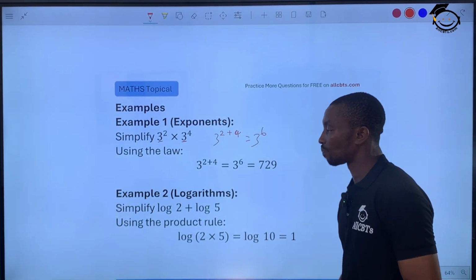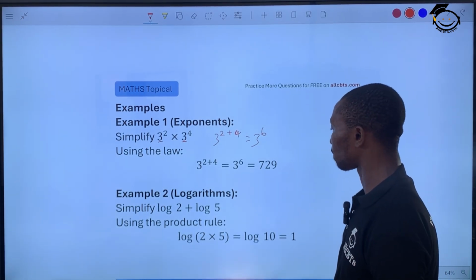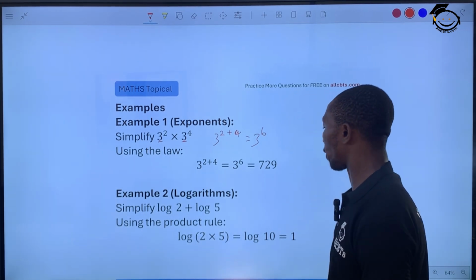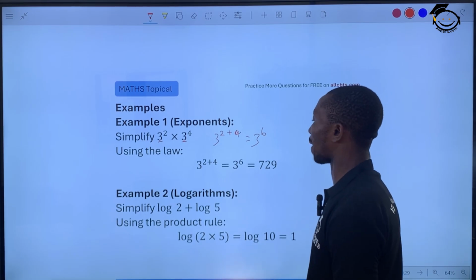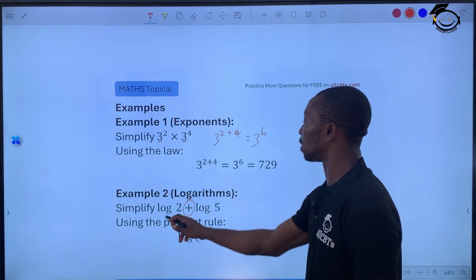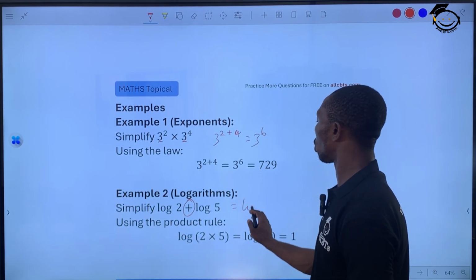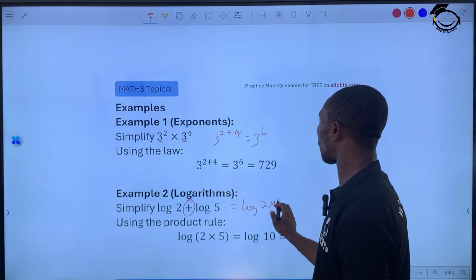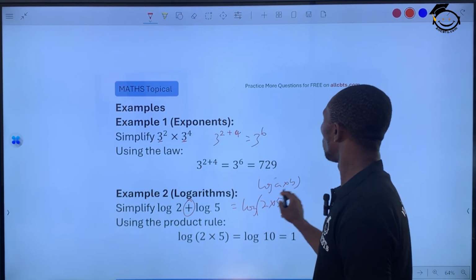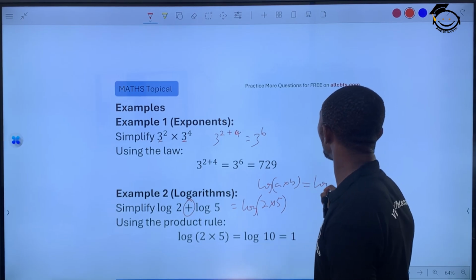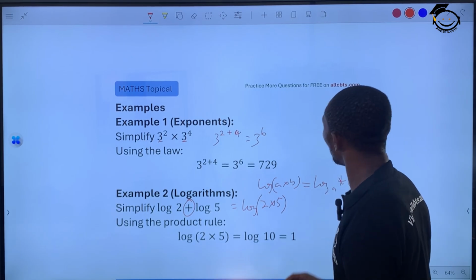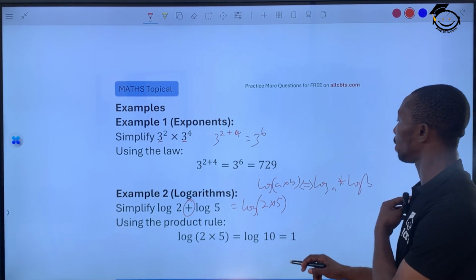Okay, now we simplify log 2 plus log 5. Since this is addition and they are in the same base, we can turn it to log of 2 times 5. Remember, when we have log of a times b, it becomes log a plus log b. So it's a two-way method.